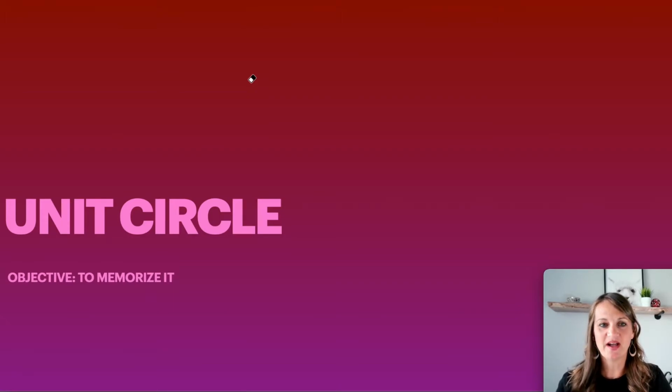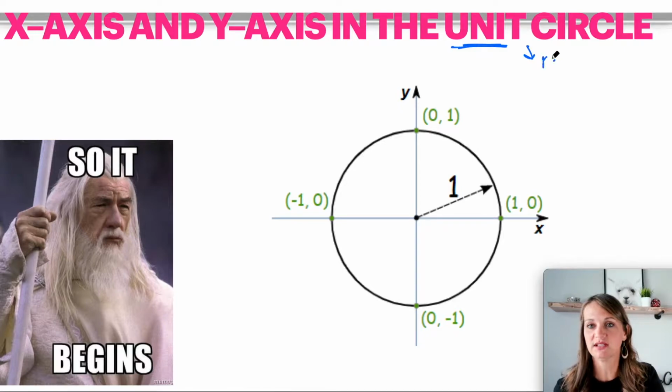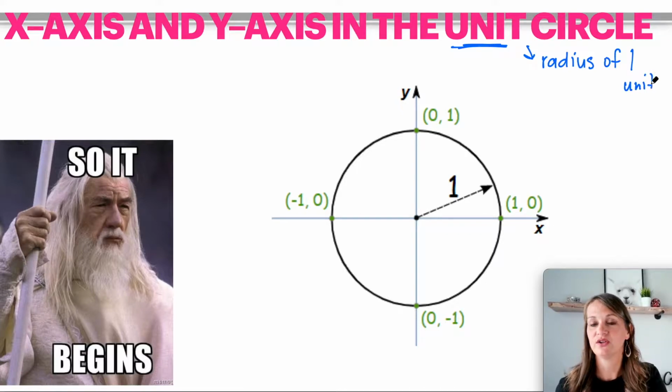So in this video, I'm going to explain the unit circle, where it comes from, and tricks on how to memorize it. Okay, so the x-axis and the y-axis on the unit circle. A unit circle, like we have discussed in the past, is a circle with a radius of 1. That is why it's called the unit circle: because it has a radius of 1 unit.